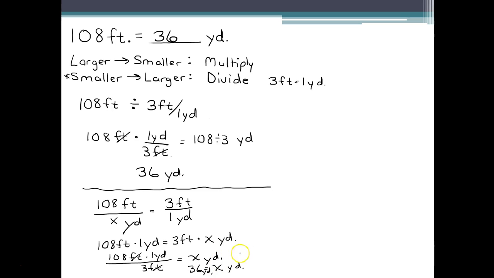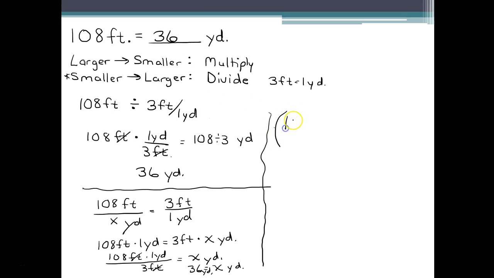36 yards equals X yards. So you get 36 still, same answer. And on your worksheet, both of these methods are discussed. Now, third method, slightly different than these two. It's the same kind of concept, but a little different.